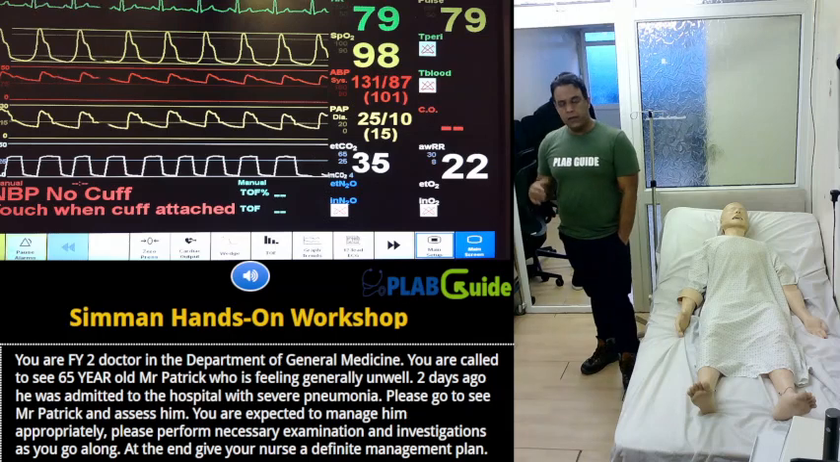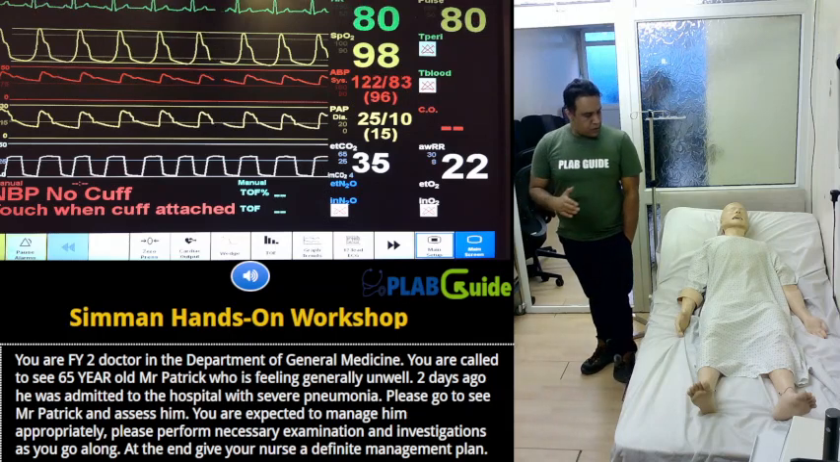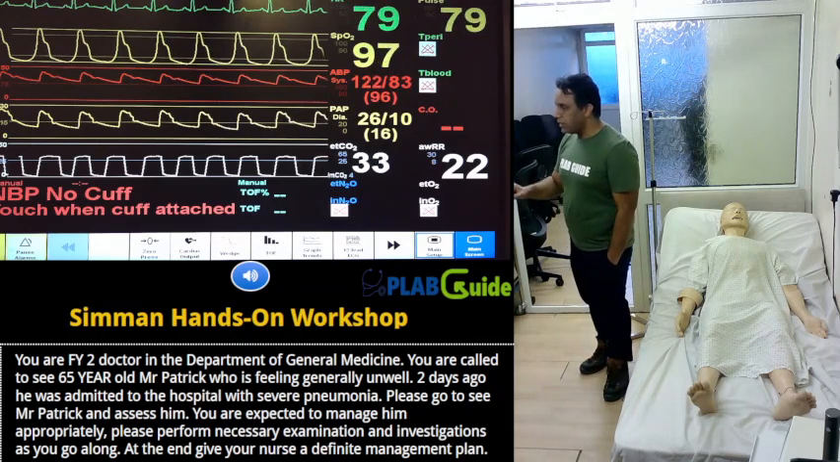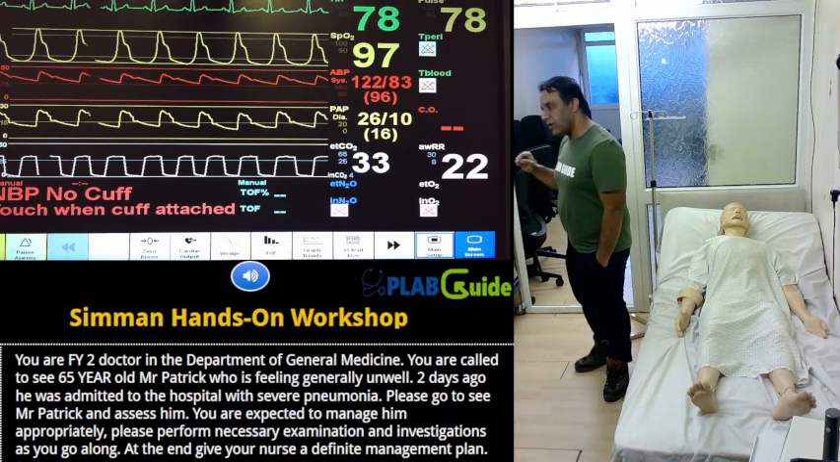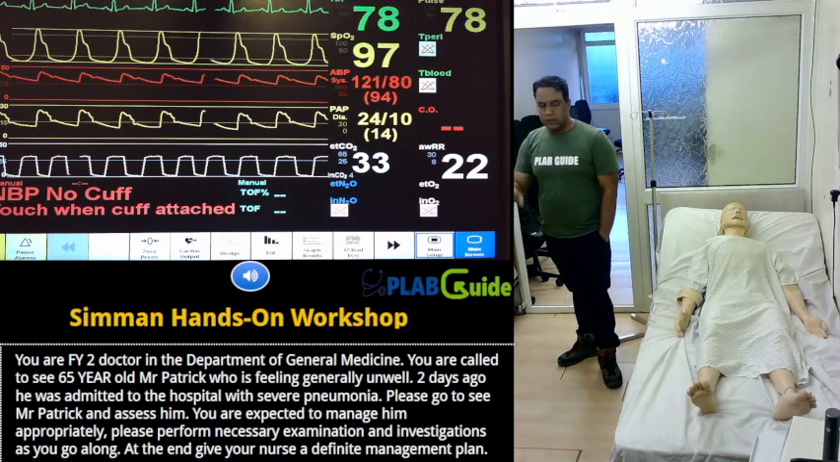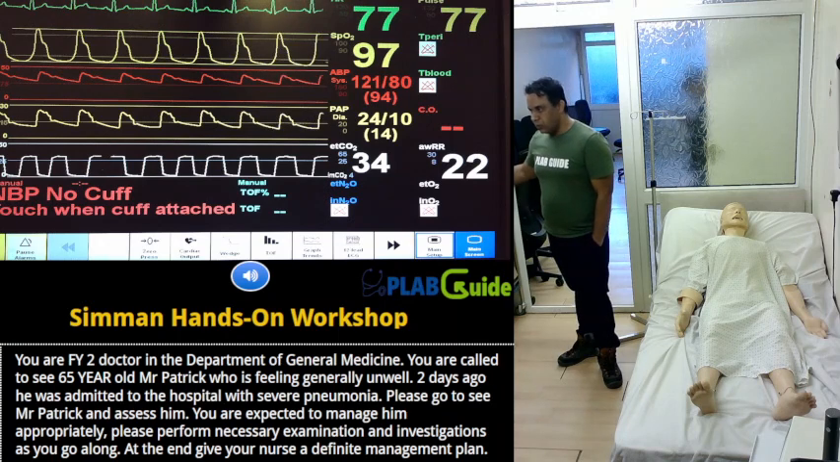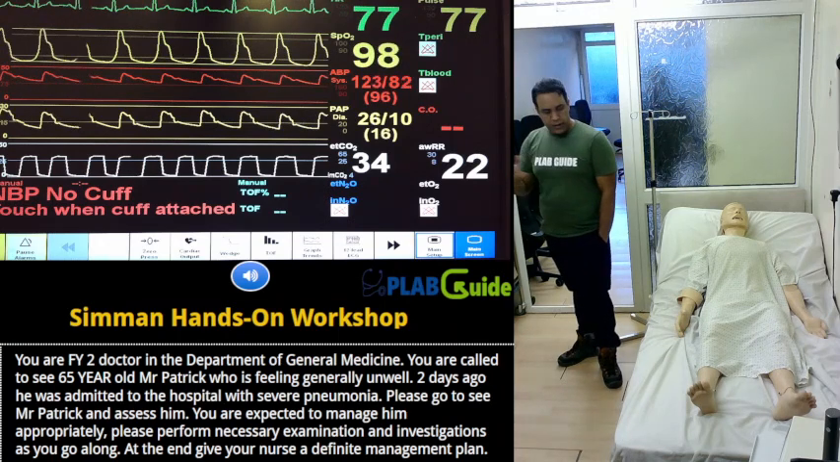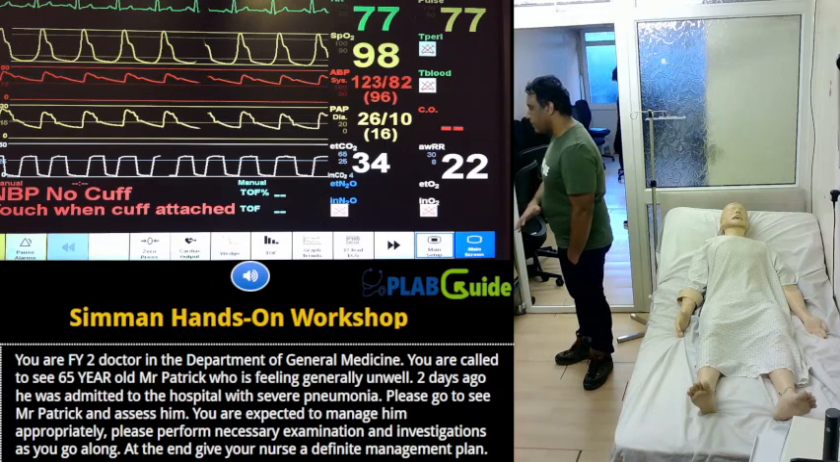And in addition to the assessment, if you need anything, if you want to give any fluid, any mask, any cannula, you need to go to the trolley, pick it up, and bring it to the patient.